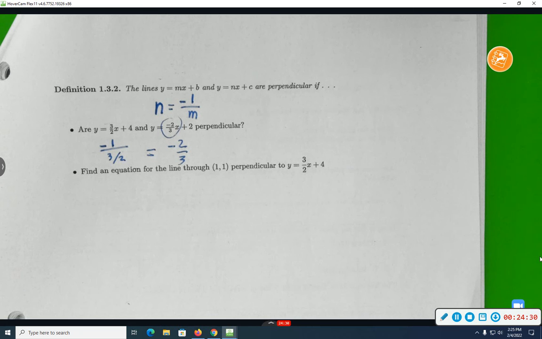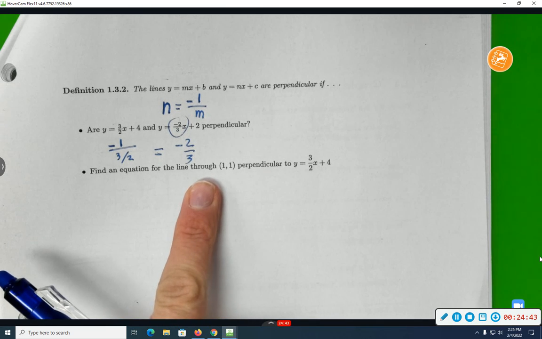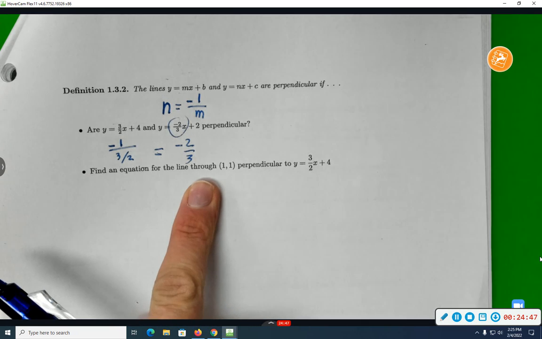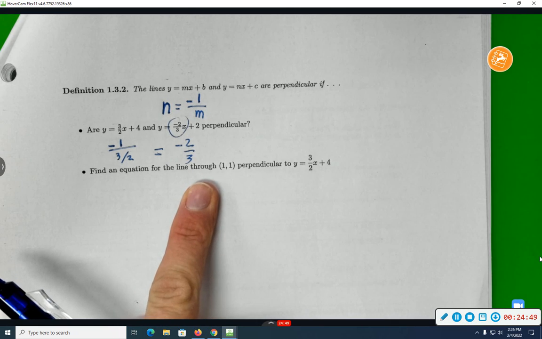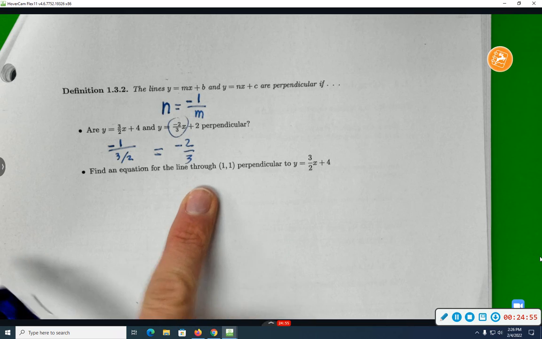So there's one last example in here, but I kind of want to get to what was allegedly supposed to be today's content. So I'm falling behind. That's okay. Find an equation for the line through (1, 1), perpendicular to y equals 3/2 x plus 4. So, show of hands, how many people think it's worth going through that one last example? Okay, awesome, let's do it.